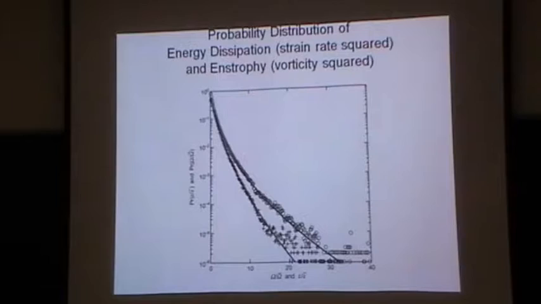And what you see is that the vorticity, the enstrophy PDF out here, has longer, stronger tails than the energy dissipation does. So the vorticity is somewhat more intermittent than the energy dissipation. It has more of these large deviation events. Both of these are less intermittent than the passive scalar or the acceleration.